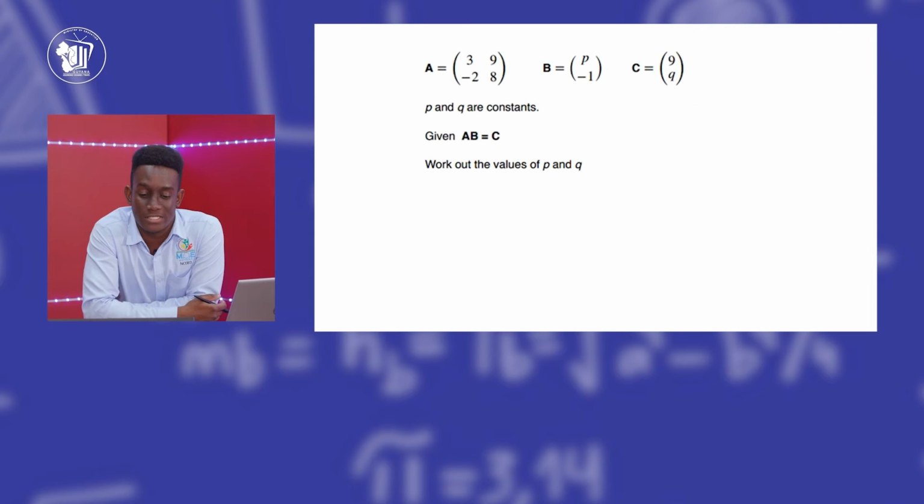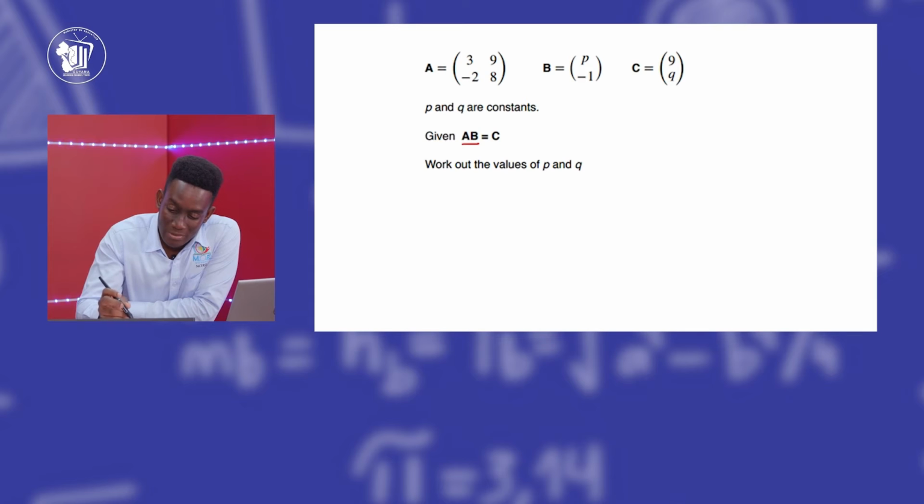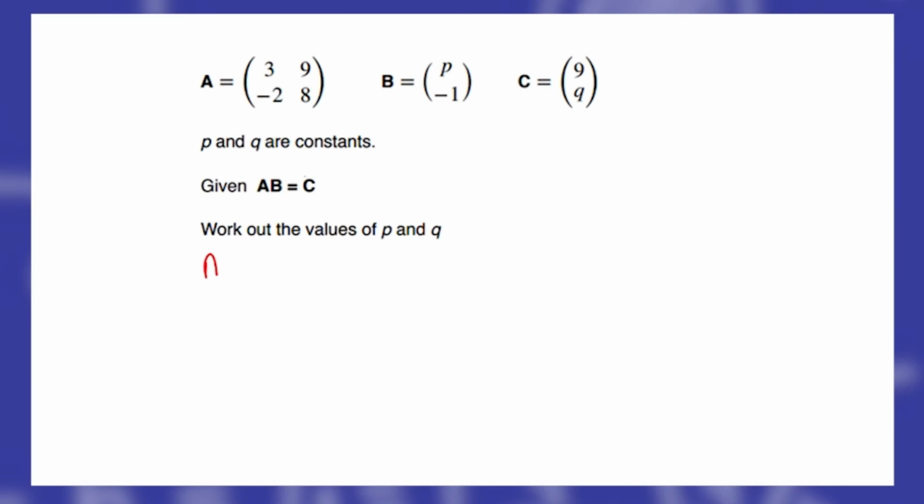This example says, if A is equal to 3, 9, negative 2, 8, and B is equal to p, negative 1, and C is equal to 9, q, where p and q are constants. Given that AB is equal to C, work out the values of p and q. When we multiply AB, that will give us C. So what we need to do is find the value of AB.